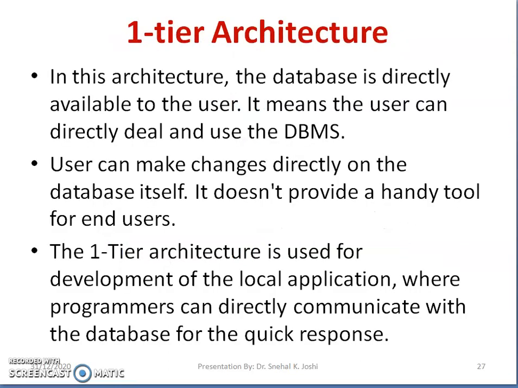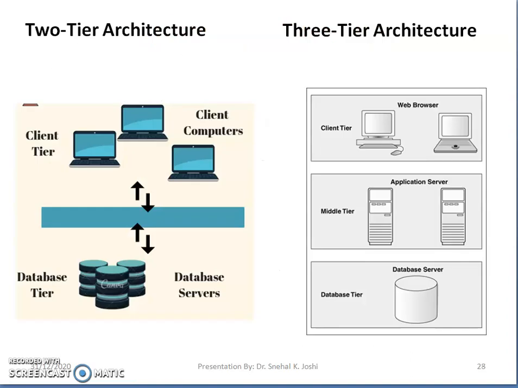The one tier architecture. In one tier architecture, the database is directly available to the user. It means the user can directly deal with and use the database management system. The user can make changes directly on the database itself. It doesn't provide a handy tool for end users. The one tier architecture is used for development of local applications where the programmers can directly communicate with the database for quick response. Next are two-tier architecture and three-tier architecture.